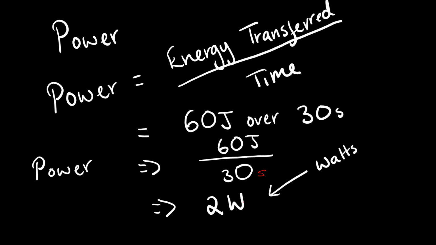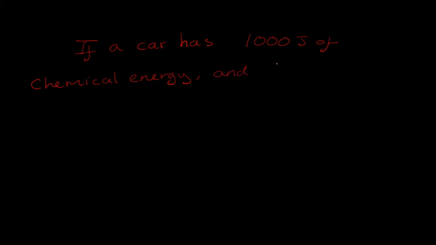I'm just going to do one more bit here, a bit of a recap from other videos. For example, if a car has 1000 joules of chemical energy, and 500 joules is transferred to kinetic, what is the efficiency?